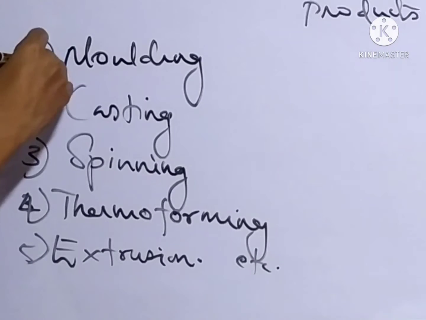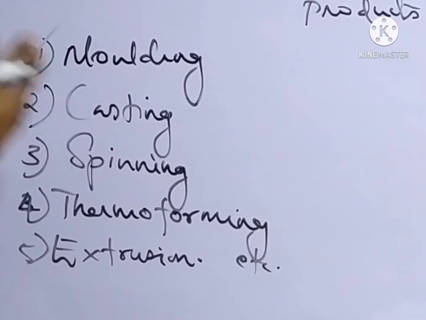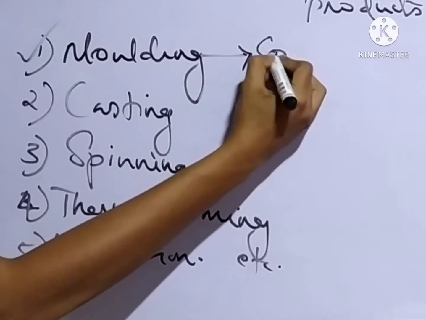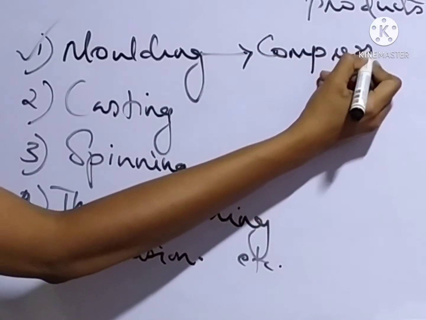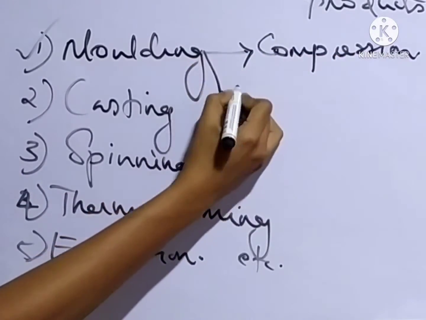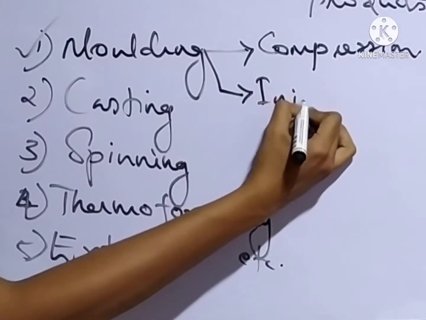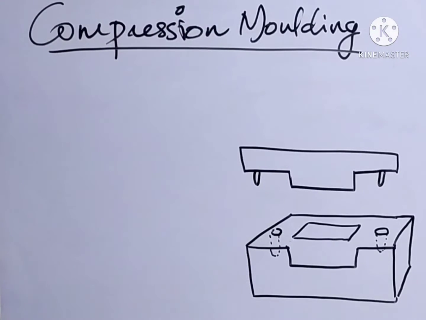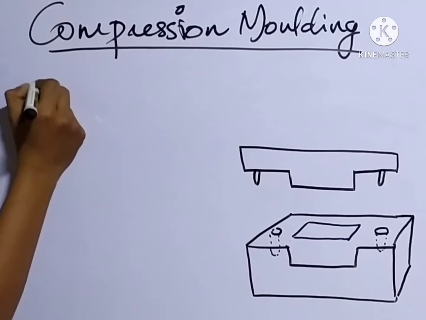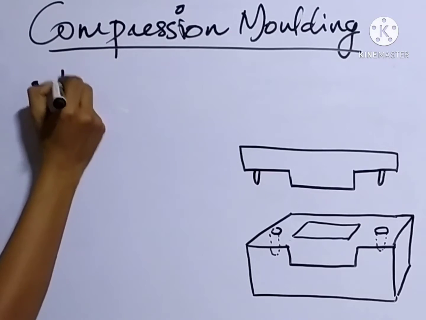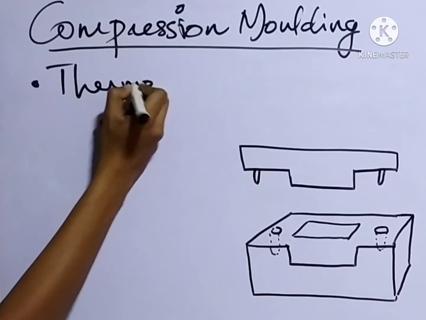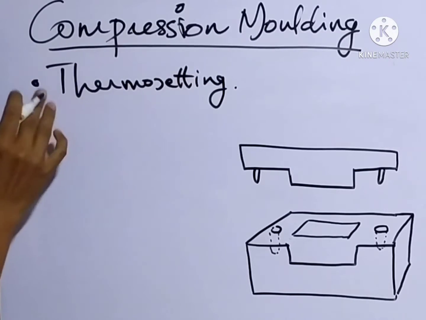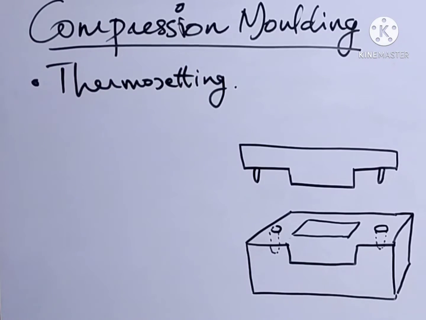First of all, we are going to discuss the molding method. Here we are going to discuss two important molding methods. One is compression molding, and the second one is injection molding. The first method is compression molding. Compression molding is used to prepare articles from thermosetting plastic. So it is used to prepare finished products from thermosetting plastic.